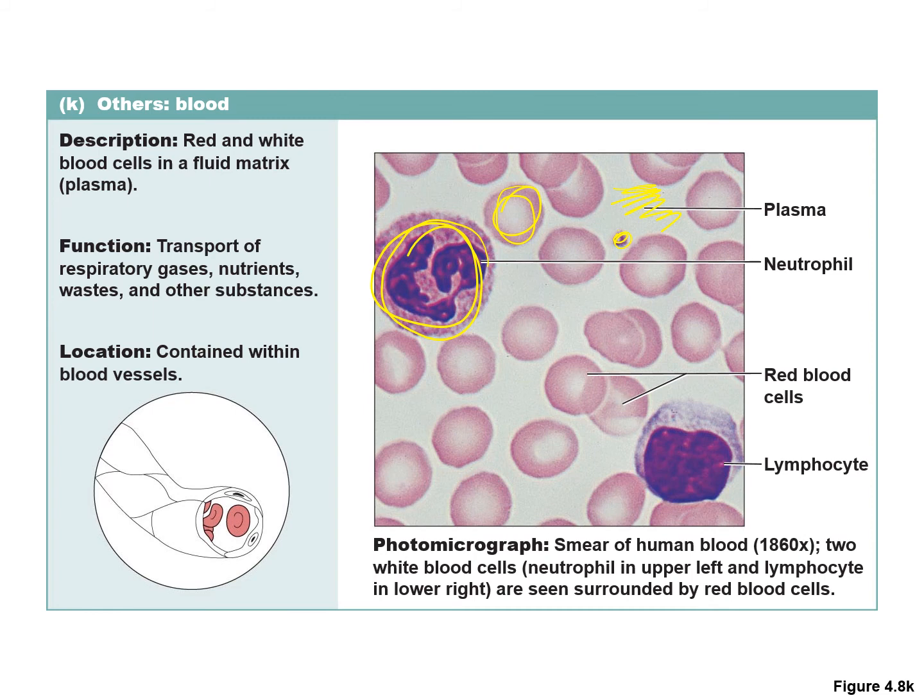Your blood will deliver oxygen and nutrients and remove waste products like carbon dioxide from your cells and organs. Your blood is also going to carry hormones and some other substances, and its location is within blood vessels.